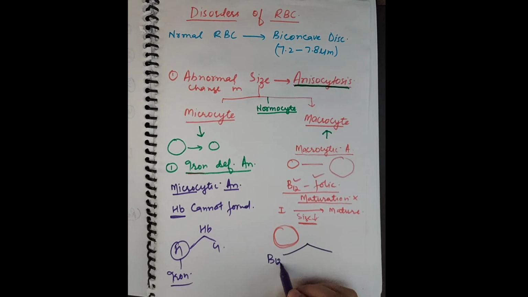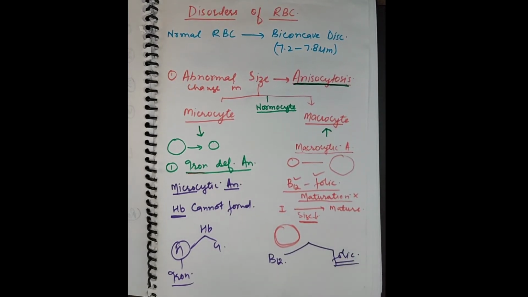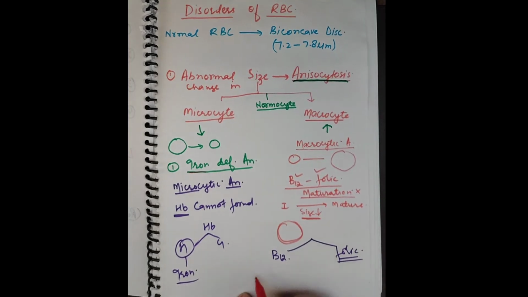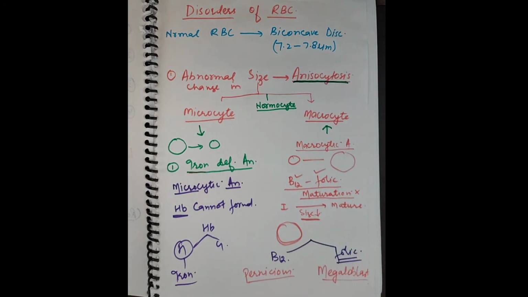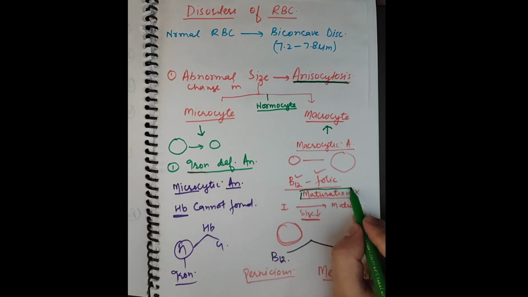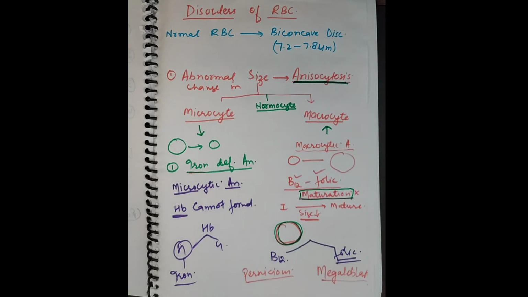This is macrocytic anemia, which happens in two conditions. Number one is B12 deficiency, another is folic acid deficiency. Whenever it is because of B12 deficiency, it is known as pernicious anemia. And if it is because of folic acid, it is known as megaloblastic anemia. In both these disorders, the maturation of the RBC fails. When maturation fails, the size of the RBC remains large.